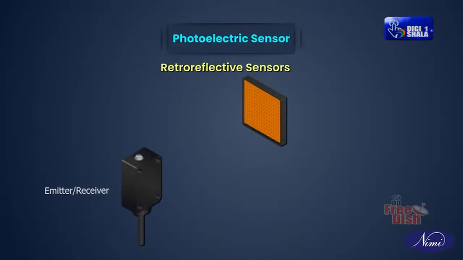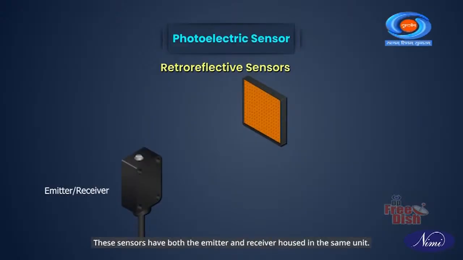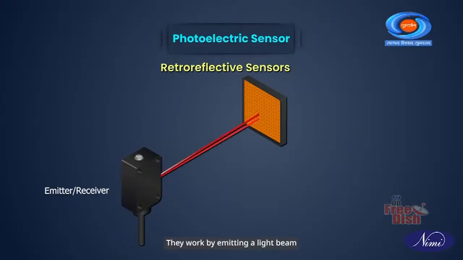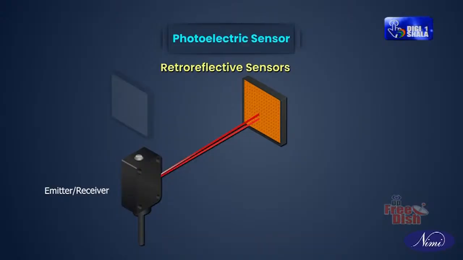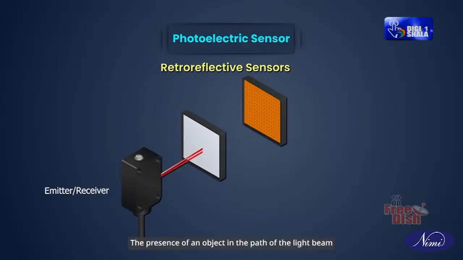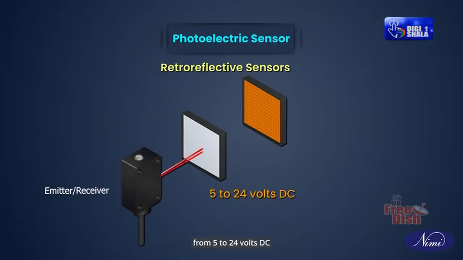Retroreflective sensors. These sensors have both the emitter and receiver housed in the same unit. They work by emitting a light beam that strikes a reflector and bounces back to the receiver. The presence of an object in the path of the light beam interrupts the reflected beam and triggers the sensor. Their operating voltage typically ranges from 5 to 24 volts DC.